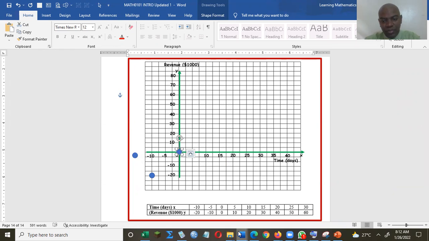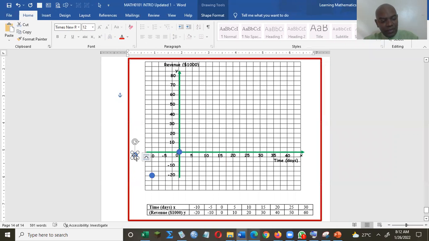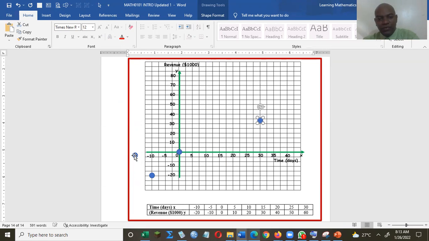Okay, let's just plot one more point. On day 30, you made $60,000. So first you have to look for the X. Okay, you look for the X, and then you look for the Y. So let's look for the X, which is 30. There it is, time in days, 30 days. And then we have to go up now to look for 60. Here it is, 60. And then you join with a line that shows you how the points are behaving.